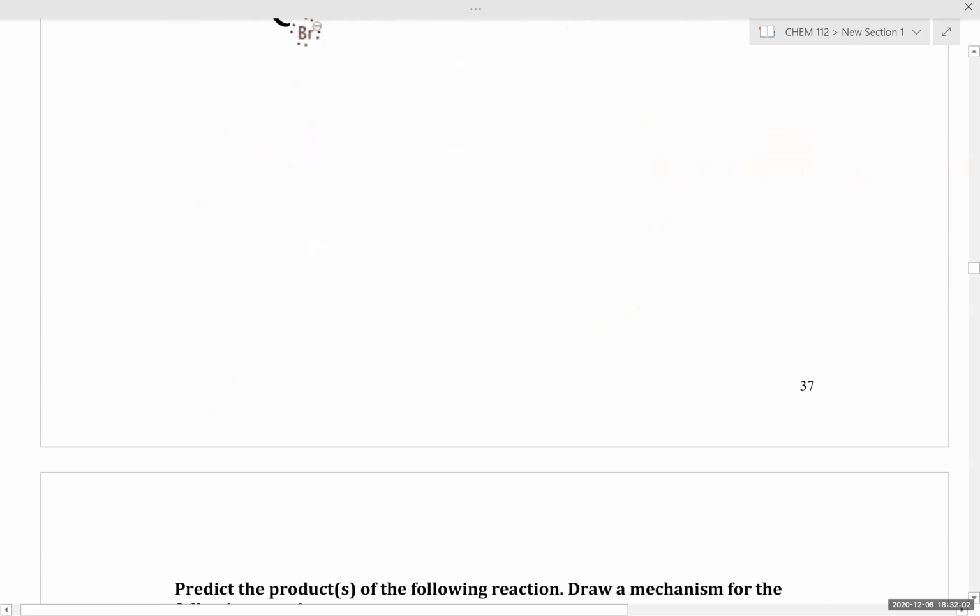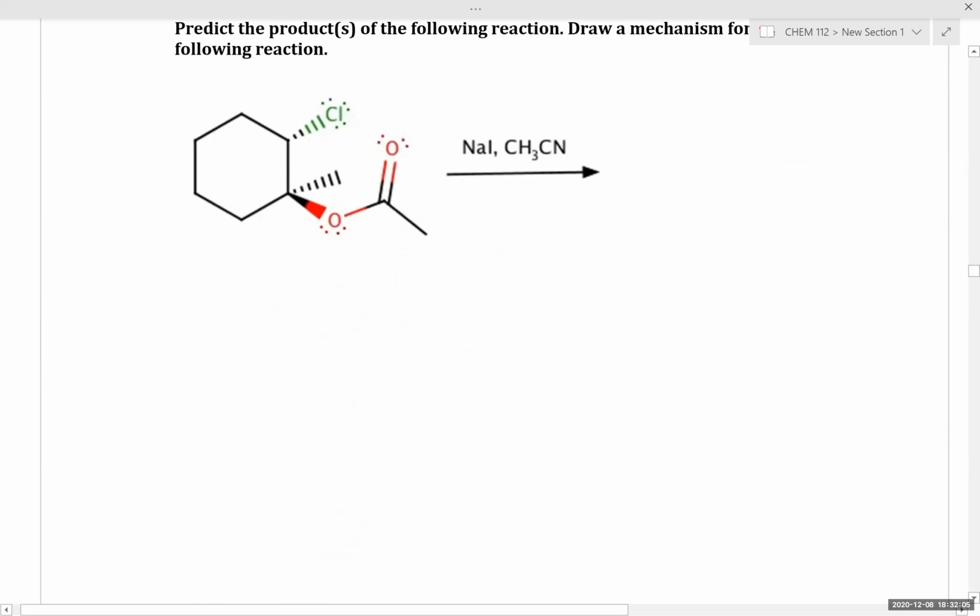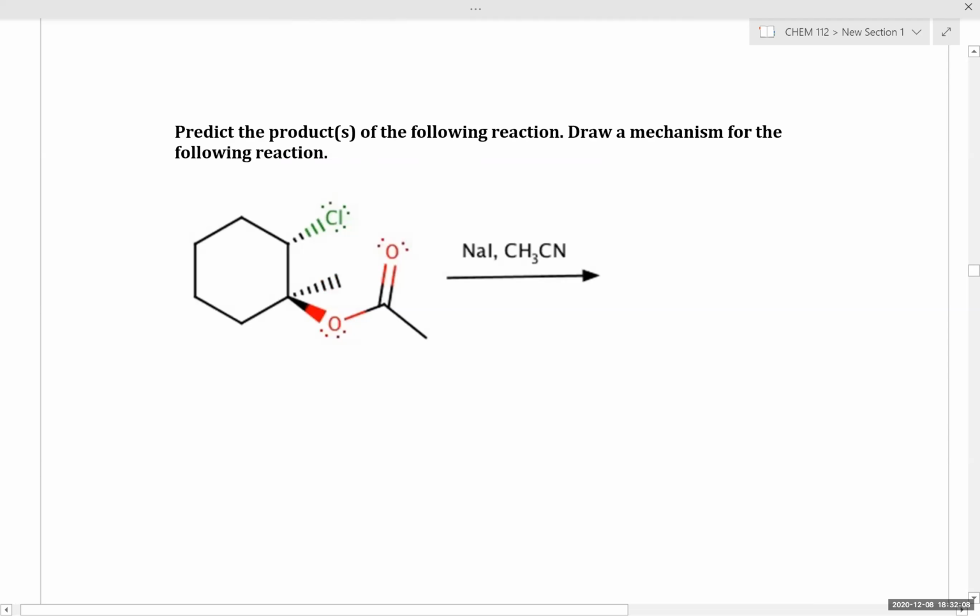Okay, so let's test what we've learned here. I'd like us to predict the product of the following reaction, and I'd like us to draw a mechanism for this reaction. So in this case, we have an acetate moiety. This is a big offender when it comes to anchimeric assistance. And I'd like you to tell me, what are the products from this reaction? Now, just to keep our ideas from spiraling in too many different directions, let's just focus bare bones here. What is our nucleophile and where is our reactive carbon?